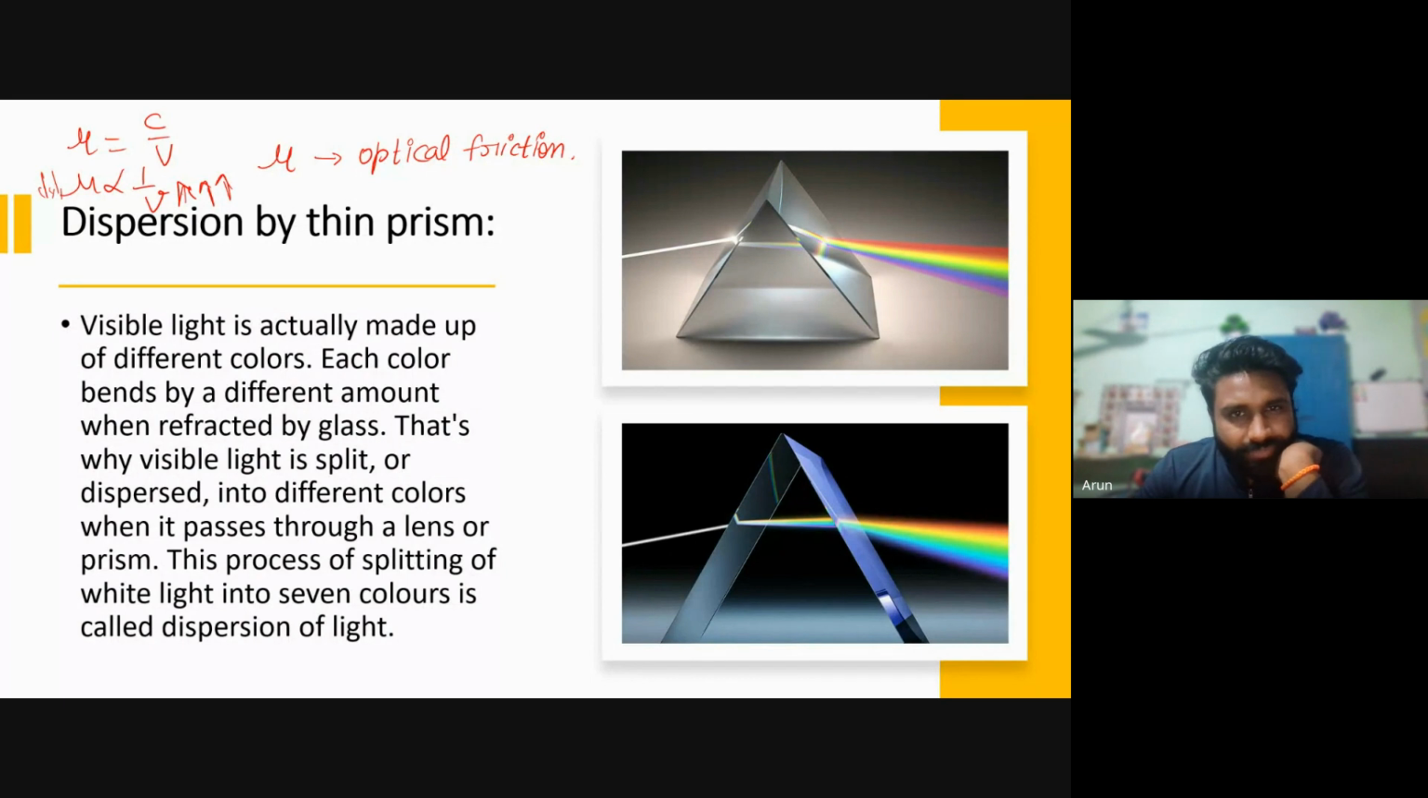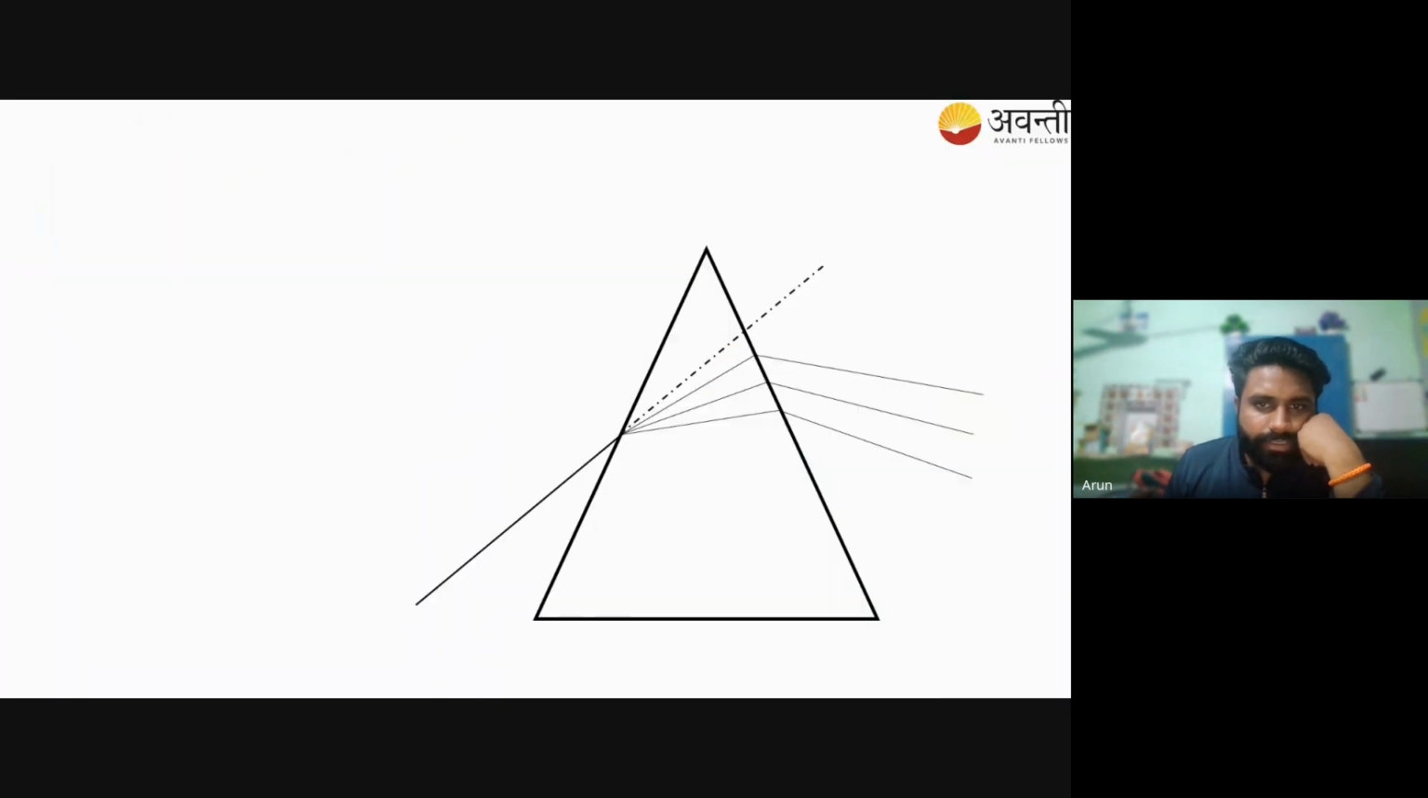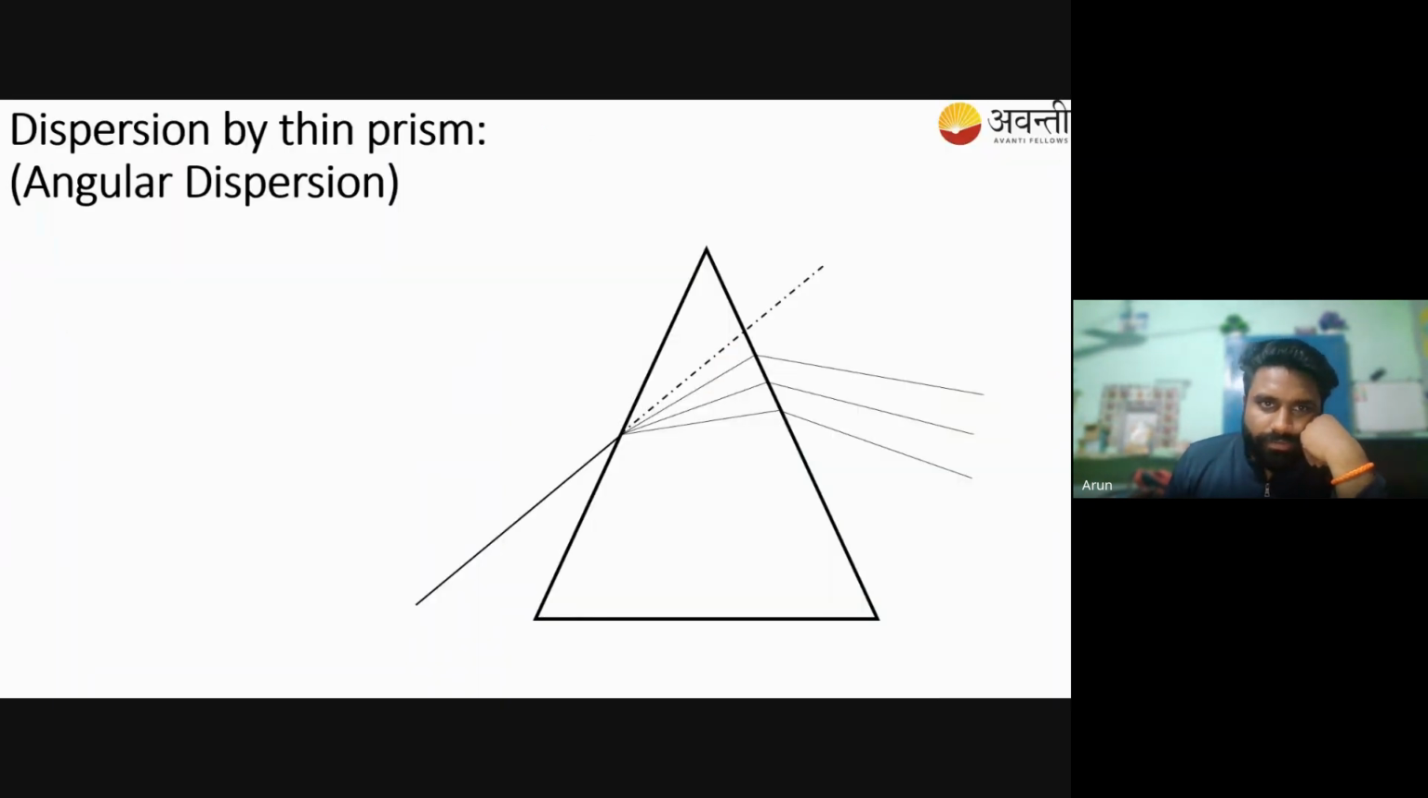Got it? Now there is a very beautiful relation. You can see here the white light is dispersing into this 7-color pattern. So this process, the splitting of white light into 7 colors, is termed dispersion. For the definition purpose, you can learn this. Now if we move next, we are only dealing with dispersion by a thin prism.